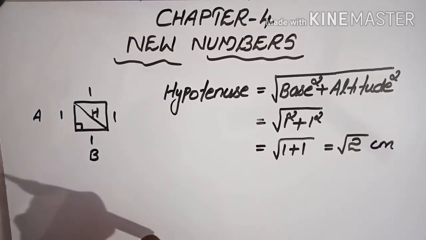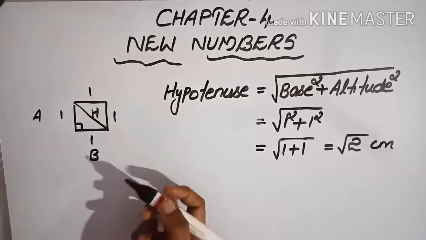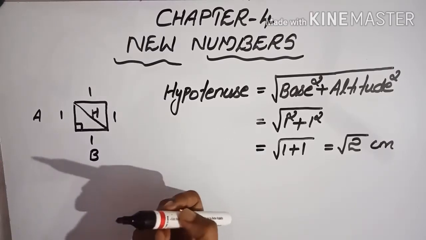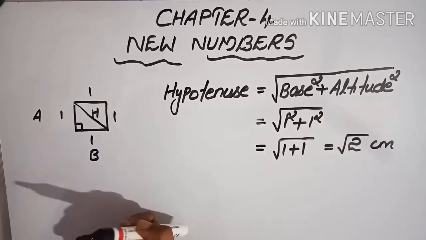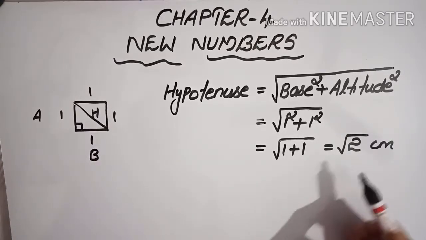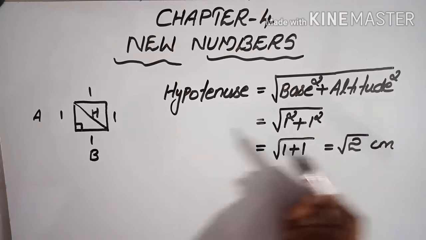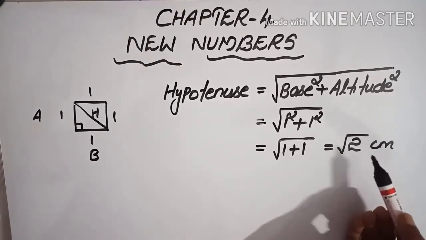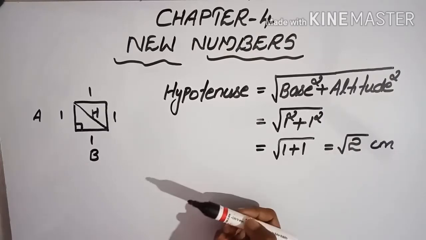So our second concept is: the diagonal of a square of side 1 meter cannot be expressed as a fraction. That is the concept, because root 2 is not a fraction. Only an approximate value can be given. Root 2 is the answer, that's why we can say the diagonal of a square of side 1 cannot be expressed as a fraction.